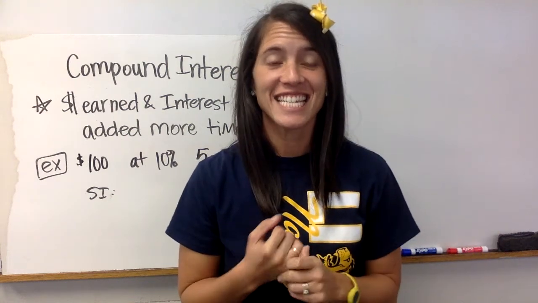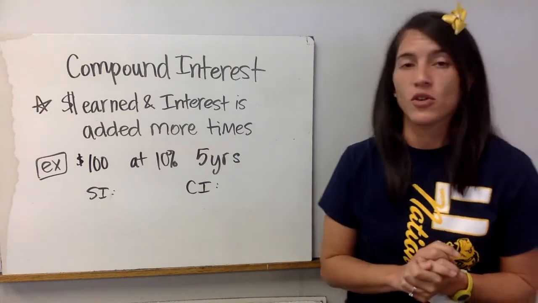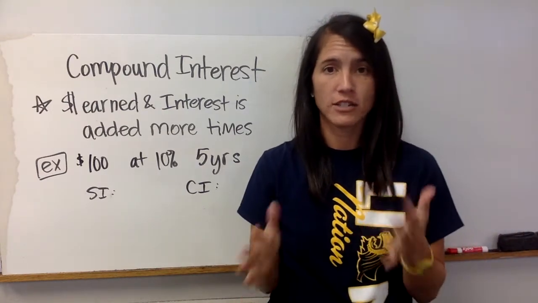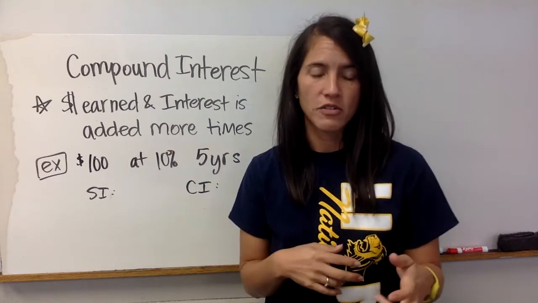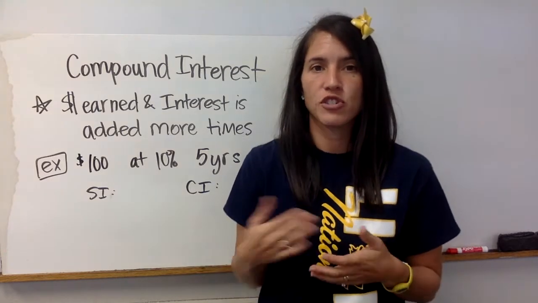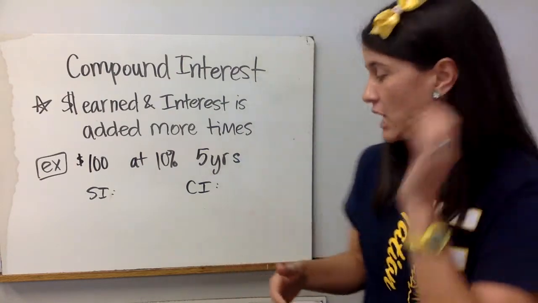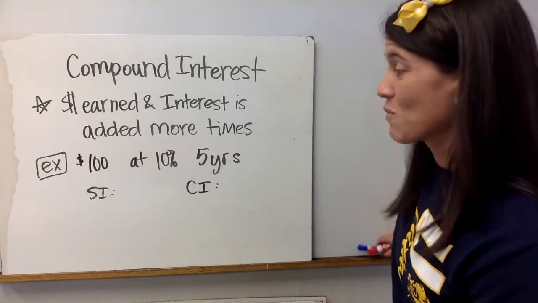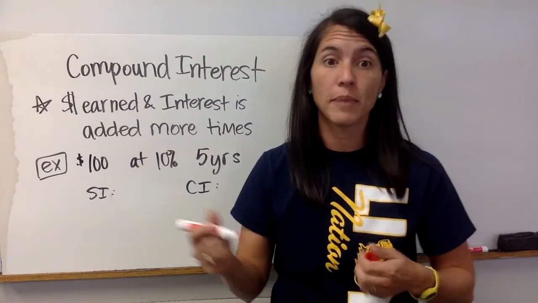Hey y'all. Today's objective is compound interest. So we talked about simple interest. It's money that's earned, and compound interest is also money that is earned or added to an account, but the interest is added more often, more times. I think the best way to introduce compound interest is to show you exactly what it is and compare it to simple interest.